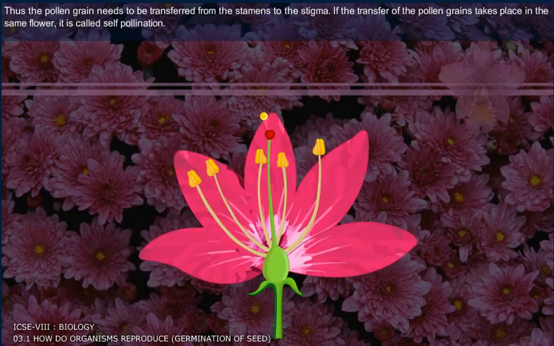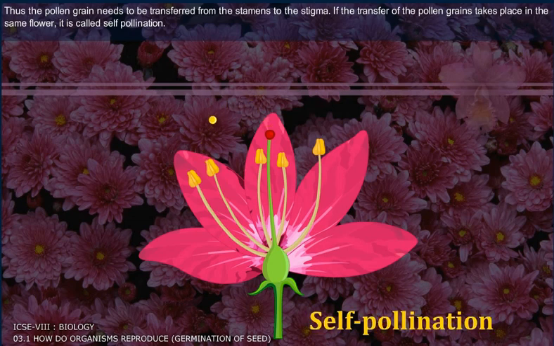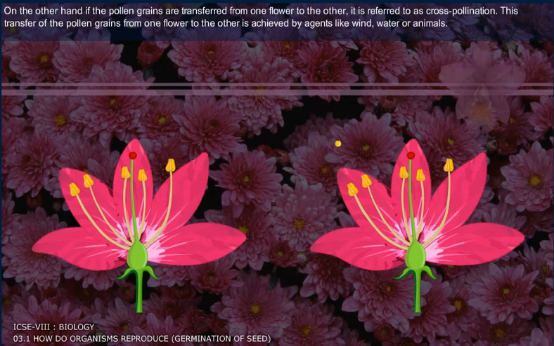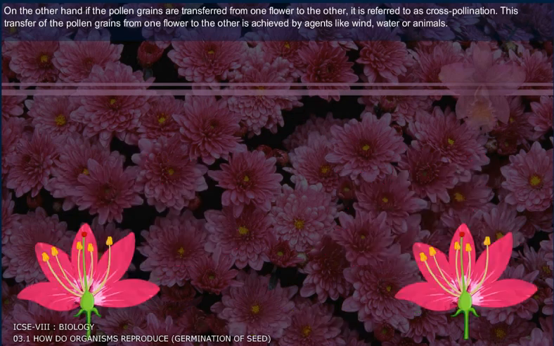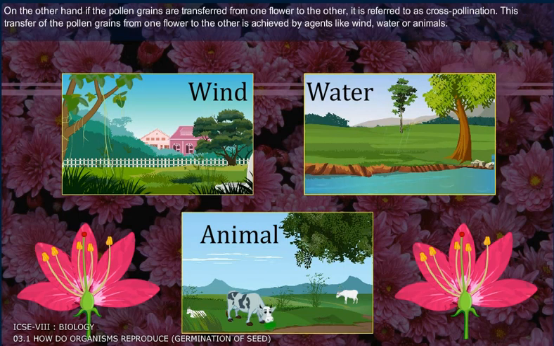If the transfer of the pollen grains takes place in the same flower, it is called self-pollination. On the other hand, if the pollen grains are transferred from one flower to the other, it is referred to as cross-pollination. This transfer of pollen grains from one flower to the other is achieved by agents like wind, water, or animals.